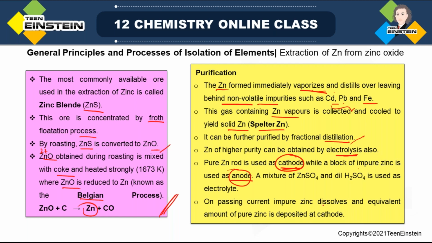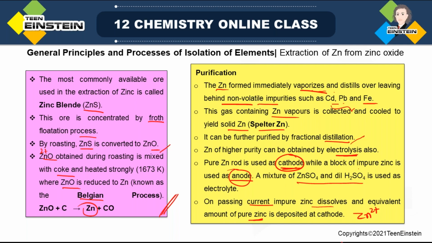Okay. And for electrolyte, because we are doing electrolysis, obviously electrolyte is required. What is the electrolyte? Electrolyte is a mixture of ZnSO4 in presence of dilute H2SO4. When we are passing current, impure zinc gradually will dissolve. That means zinc will lose electron and it will be converted to Zn2+. An equivalent amount of pure zinc is deposited at cathode, because at cathode there is reduction.